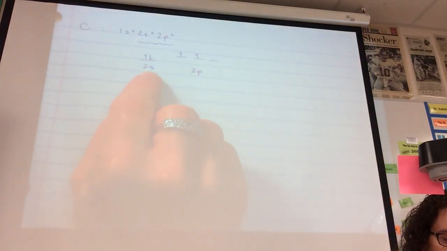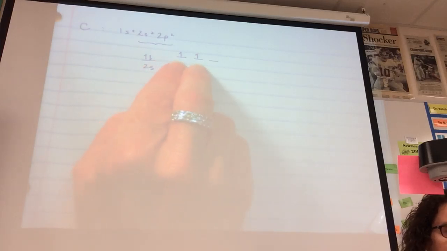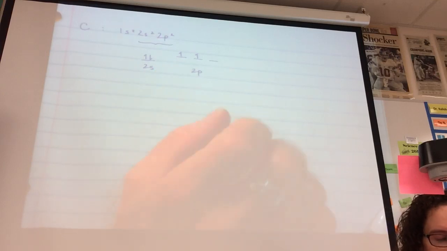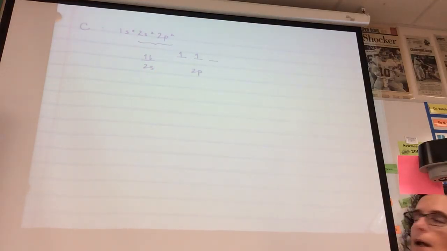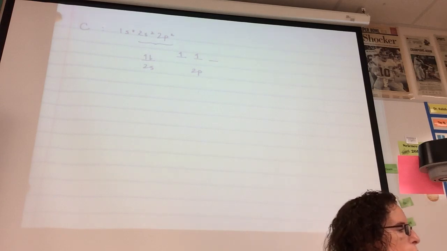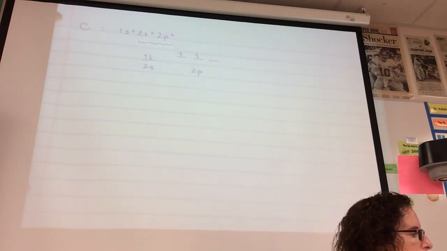If we take one of these and 3 of these, we'll get sp3. If we take one of these and 2 of these, we'll get sp2. If we take one of these and 1 of these, we'll get sp. And that sounds very tricky, but I promise it's very straightforward. I don't foresee you will have any difficulty in determining hybridization.